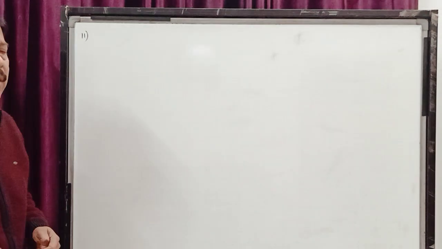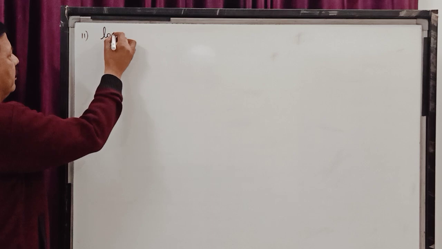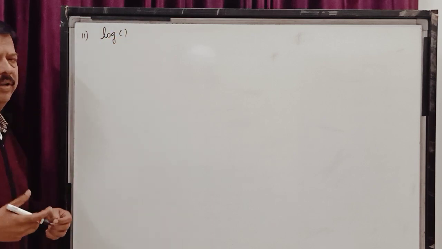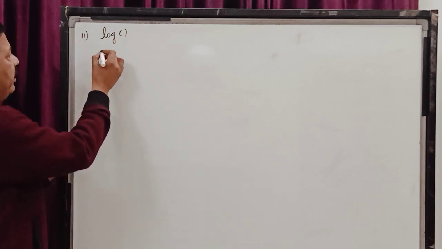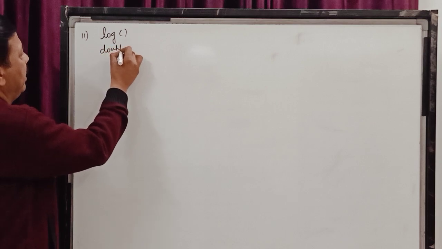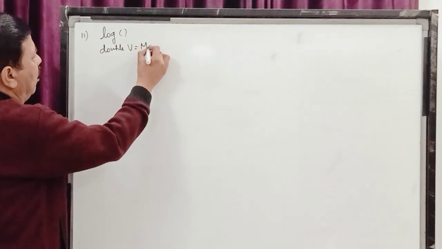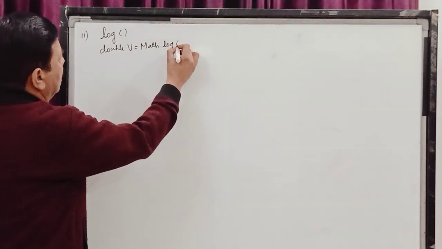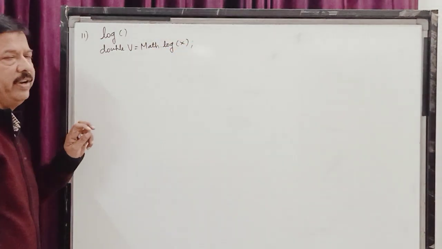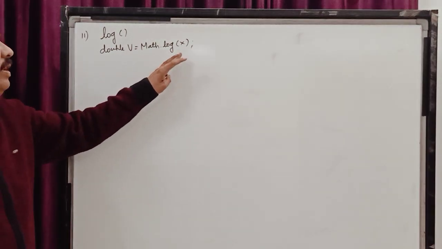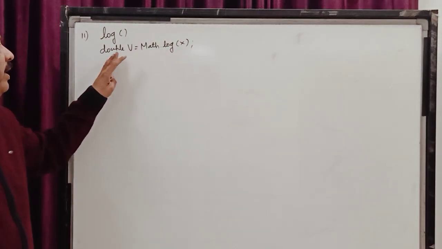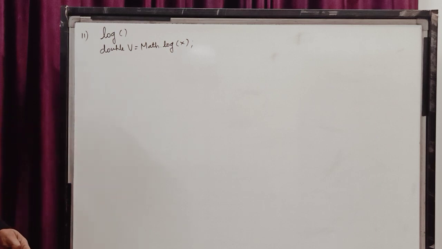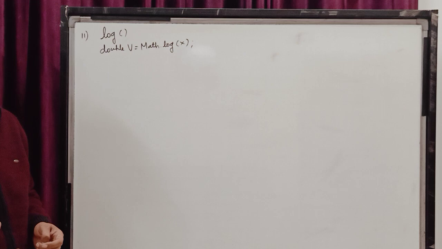So children, the next function which we have to do is the log function. I hope you all are doing the logarithm. So this is the same function, children. This is returning us the natural logarithm of its argument x, math.log x. So this function is returning us the natural logarithm of its argument x, and it is returning us a double value.